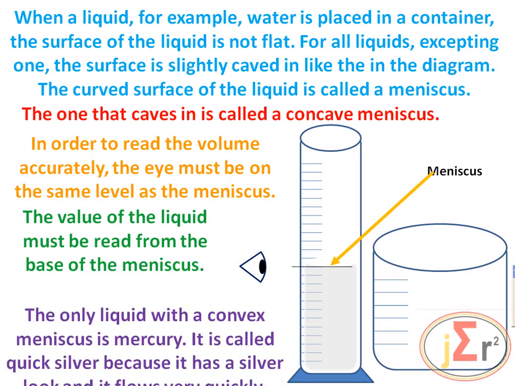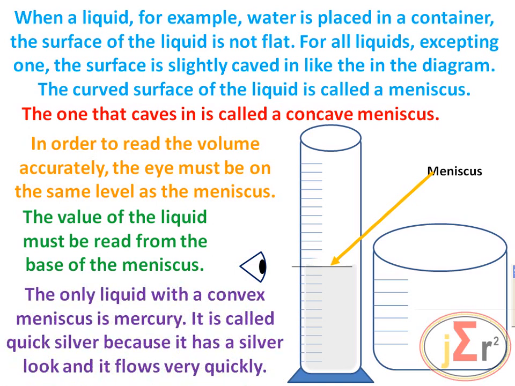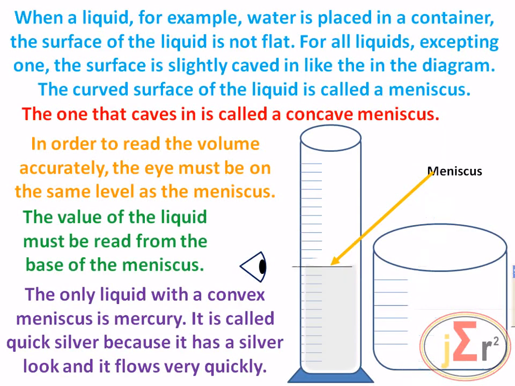The only liquid with a convex meniscus is mercury, and it is also the only metal that is a liquid. It is called quicksilver because it has a silver look and it flows very quickly. So quicksilver is the only one with a convex meniscus.